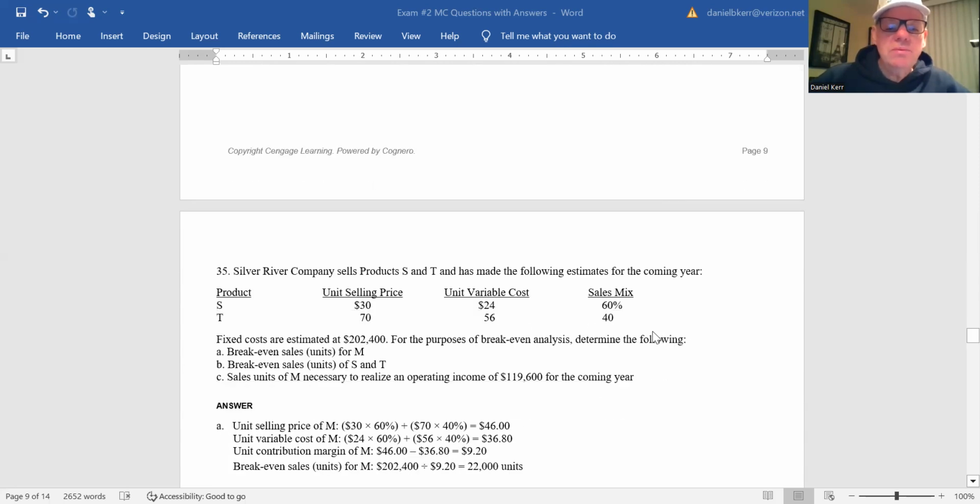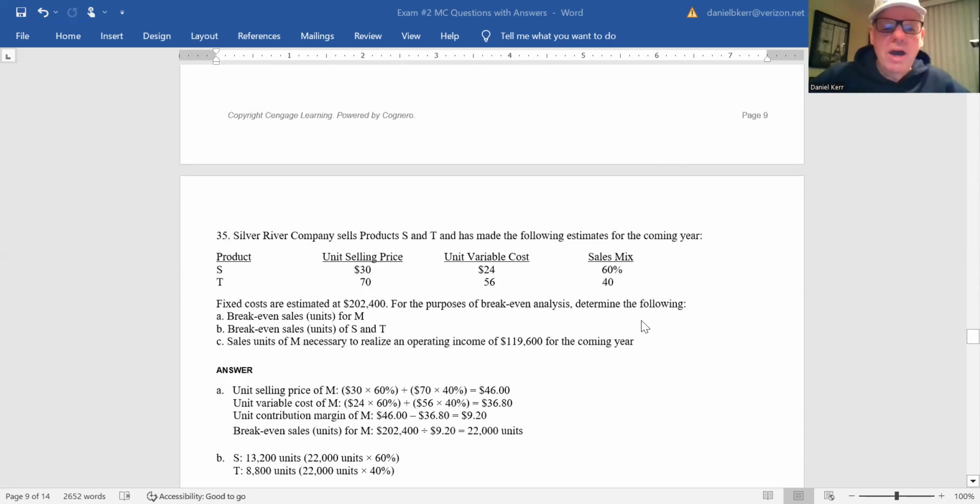Okay, next one here, this one is break even, but we have more than one product. So you've got to come up with a composite break even point. So you need the composite sales. We have 60% of product S and 40% of product T. So there's my composite sales price. And you got to get the composite variable costs. So my variable costs are $24.56. And you got to go 60% of one and 40% of the other. So you get $36.80. So the unit contribution margin is $9.20.